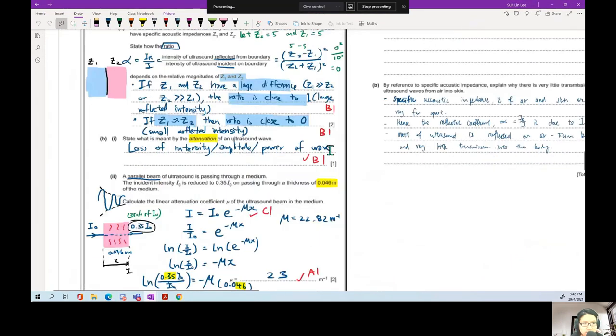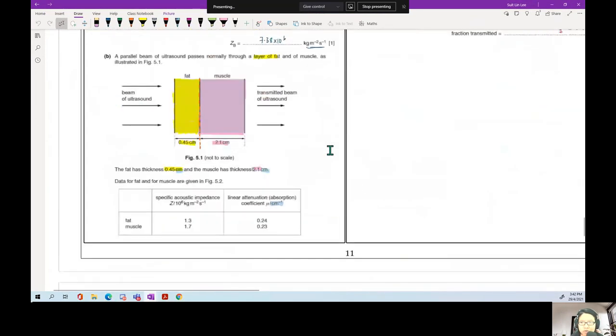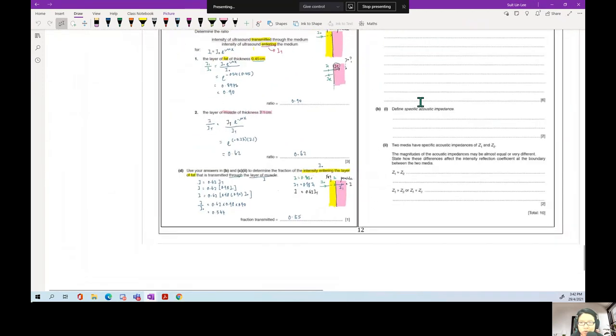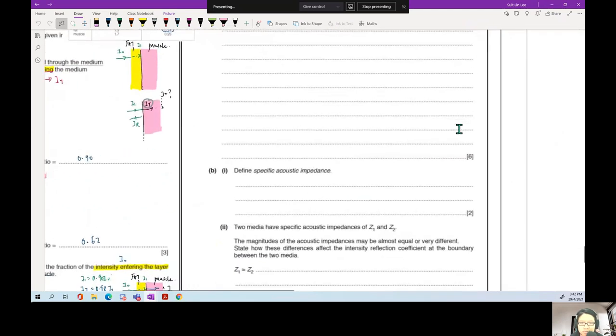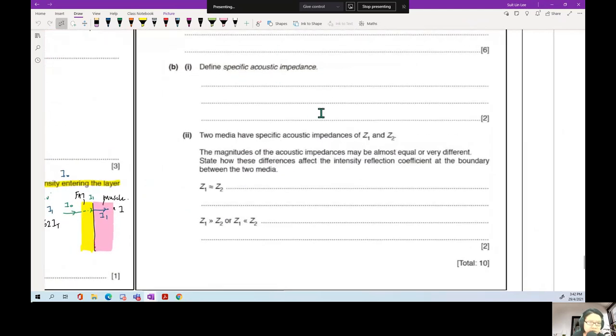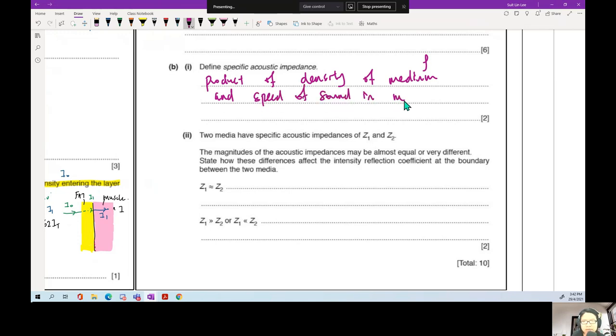Okay, again, this is in your notes. So the calculation that I'm talking about will look something like this. To explain why we use gel like this one. We have done this already, remember? Define specific acoustic impedance: product of density of medium, rho, and speed of sound in medium C, because Z is equal to rho C.